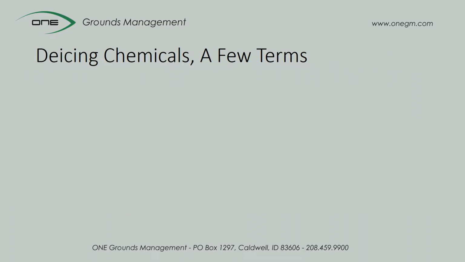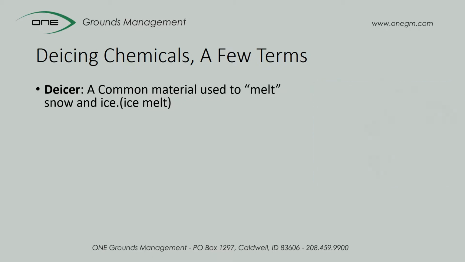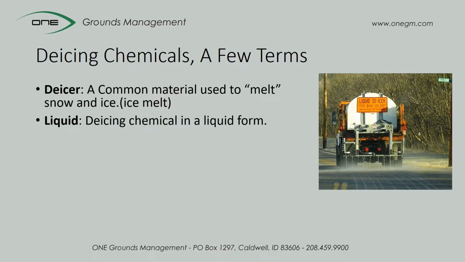Now before we discuss properties of de-icing chemicals, there are a few terms that we need to know. First, de-icer is a common material used to melt ice, also referred to as ice melt. It does not really melt ice, but it decreases the temperature at which the water and de-icer chemical together become solid. Liquid is a de-icing chemical in liquid form. It is the shortened form of the term liquid de-icer.